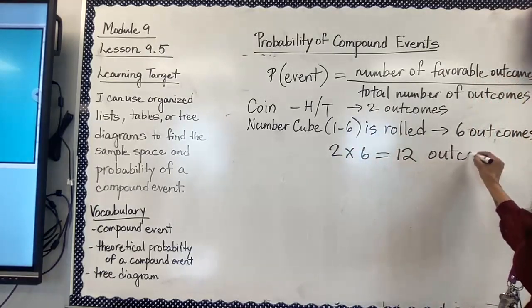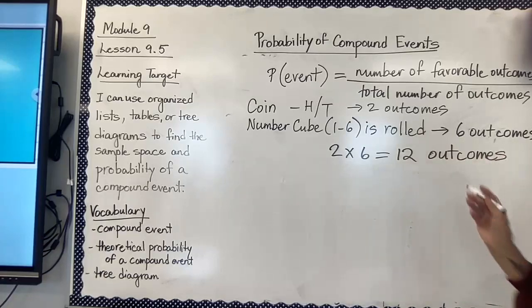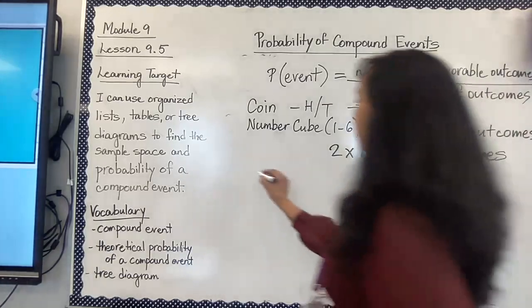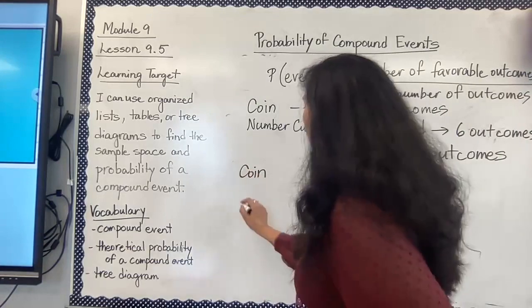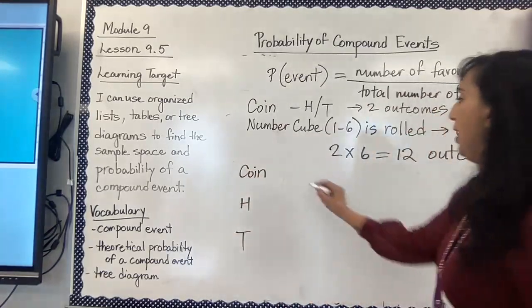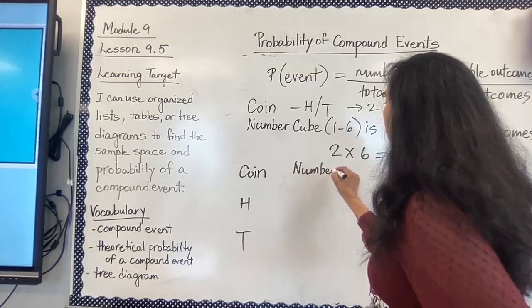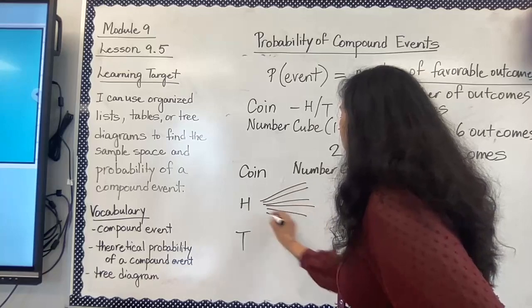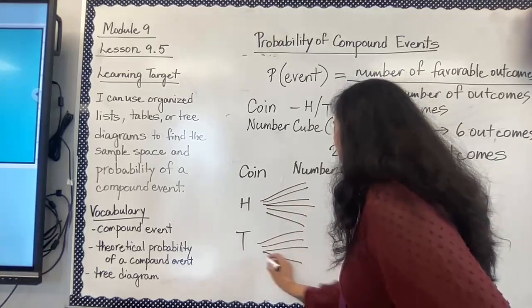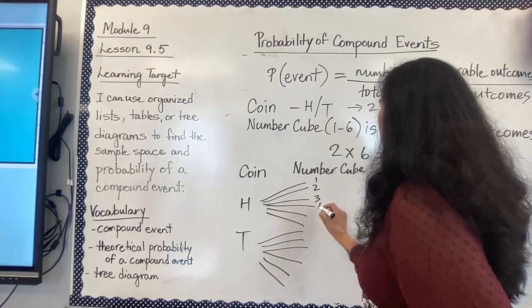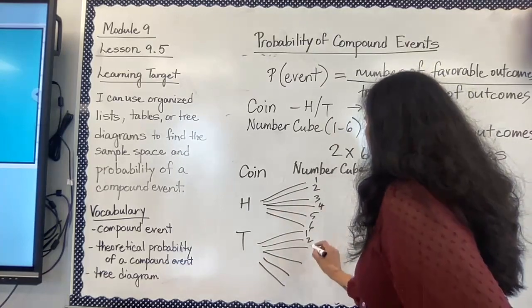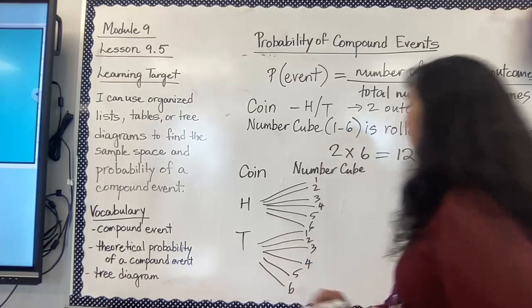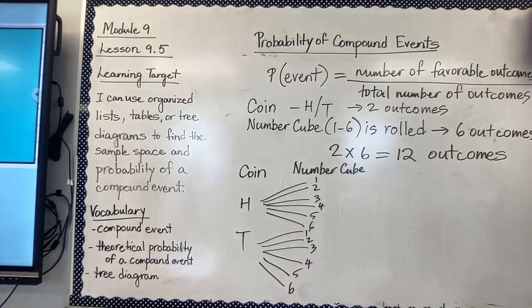And you can show this with a tree diagram like we had already discussed. You can have the coin over here, heads, tails. We can have the number cube. Okay, and so then here we have 1, 2, 3, 4, 5, 6. 1, 2, 3, 4, 5, 6. So I'm just showing you. And so you could have heads 1, heads 2, heads 3, heads 4, heads 5, heads 6, etc.